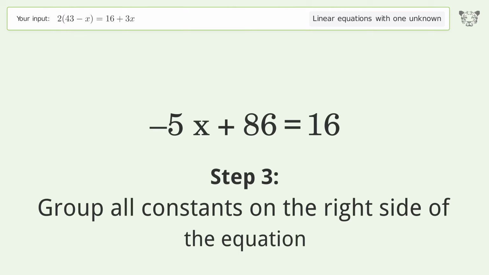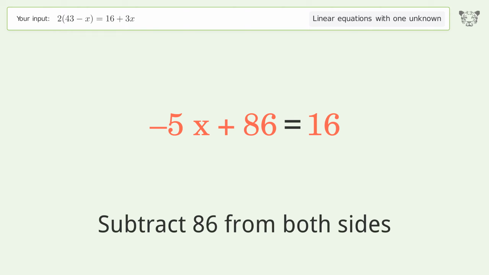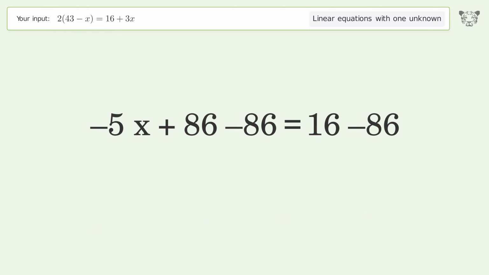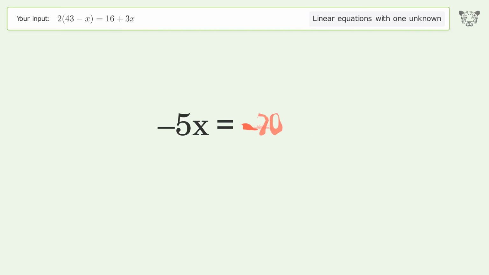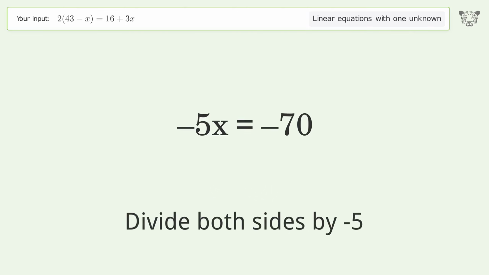Group all constants on the right side of the equation. Subtract 86 from both sides. Simplify the arithmetic. Isolate the x. Divide both sides by -5.